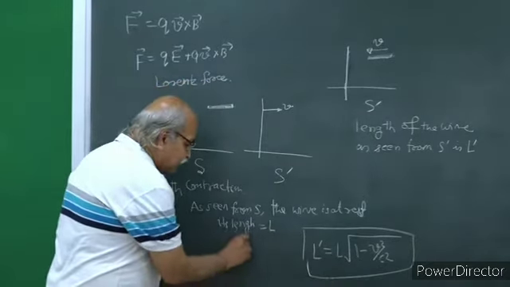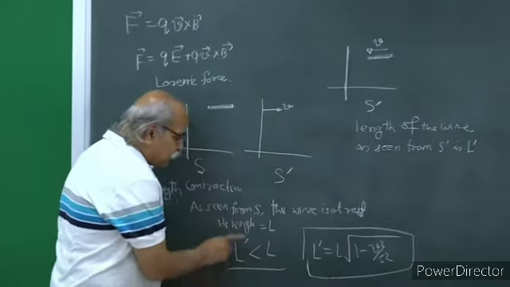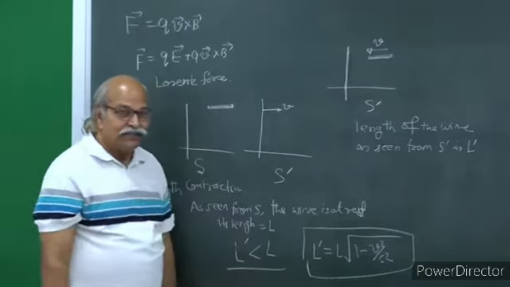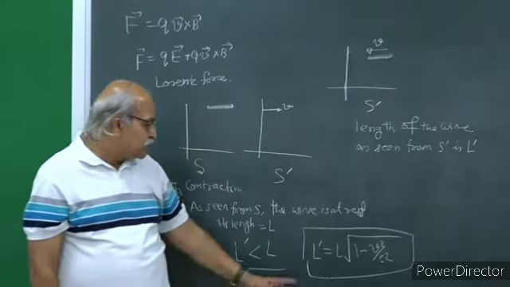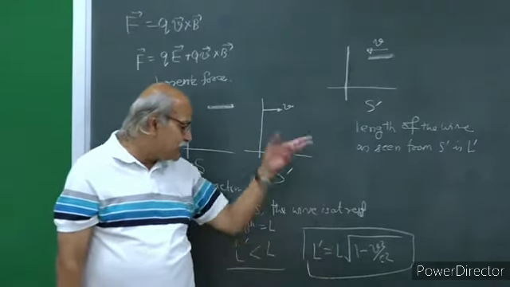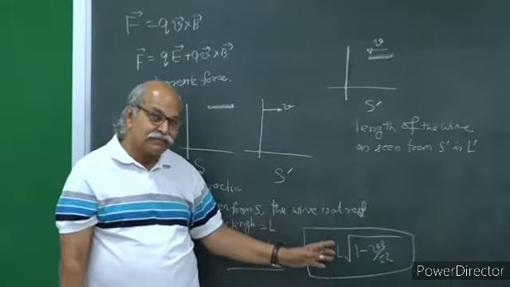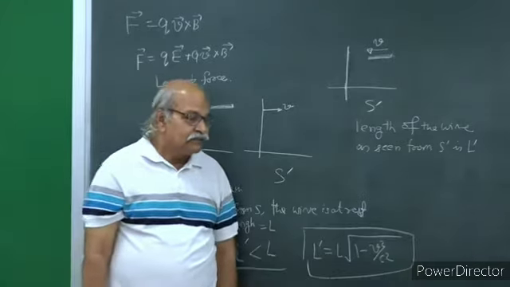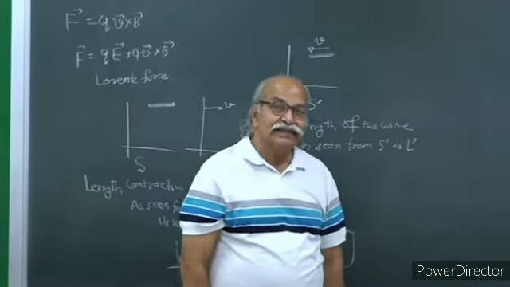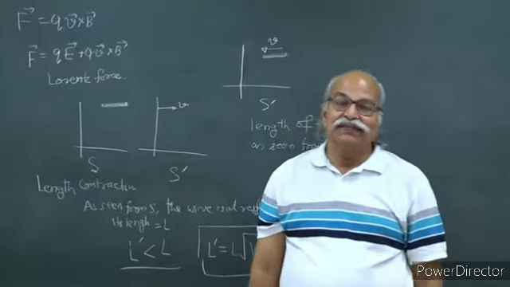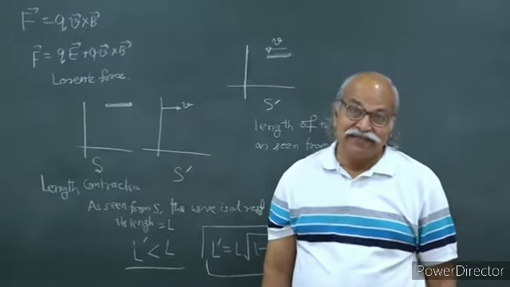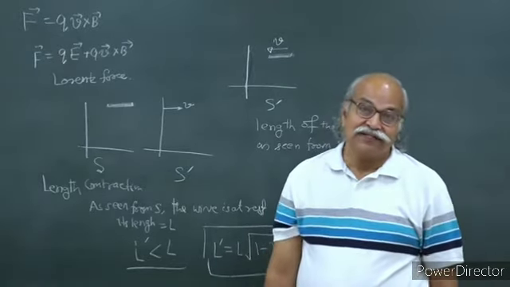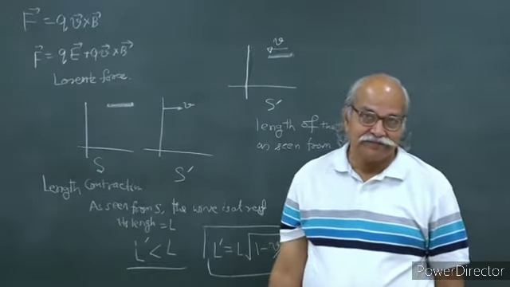L prime is shorter than L. The moving length is smaller than the rest length. This is to be remembered. If you just remember this equation, L prime is equal to L, then you make mistakes. So remember, when the rod, the wire, is at rest with respect to you, the length measured is maximum, and if the rod is moving with respect to you, then the length is shorter. That is known as length contraction.